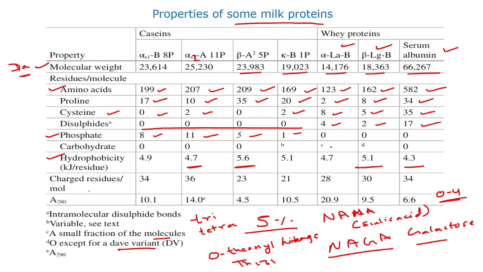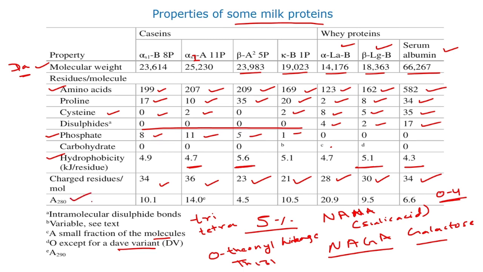Then coming to charged residues, which tell us the polar nature of the protein. Here we have 34 charged residues per molecule in alpha S1, 36 in alpha S2, 23 in beta casein, 21 in kappa casein, 28 in alpha lactalbumin, 30 in beta lactoglobulin, and 34 in serum albumin.